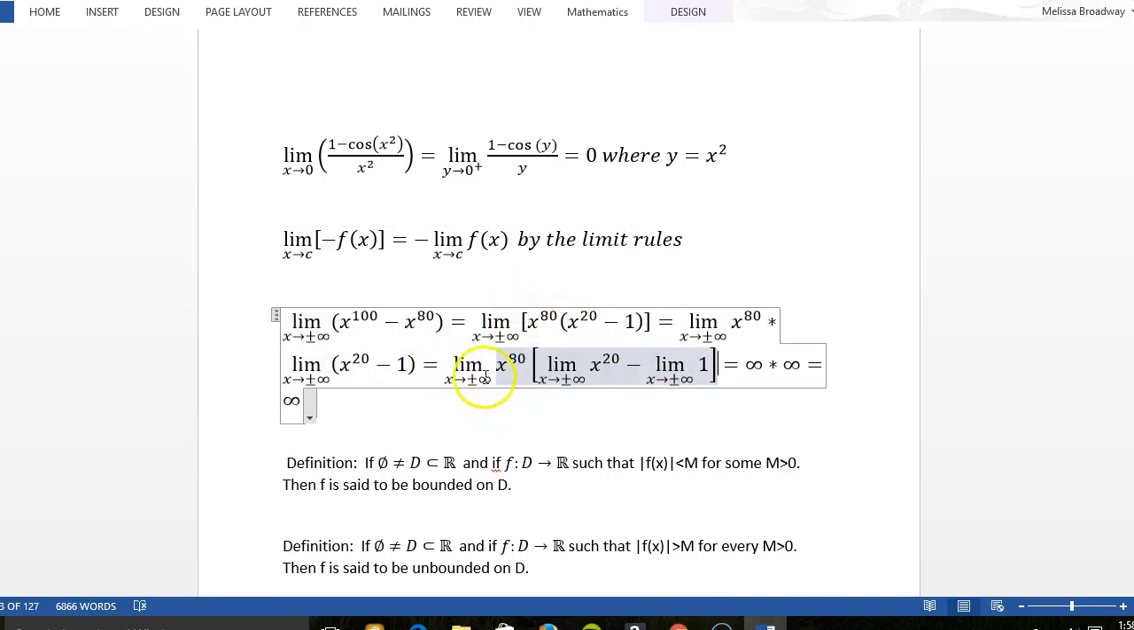And notice this limit is positive infinity right here, and this is positive infinity minus 1, which is going to be positive infinity. And so positive infinity times positive infinity is positive infinity. I didn't put the pluses in front just out of laziness, because if you put the pluses in front, you'll need to use parentheses when you multiply. So I just didn't bother. So there's that.